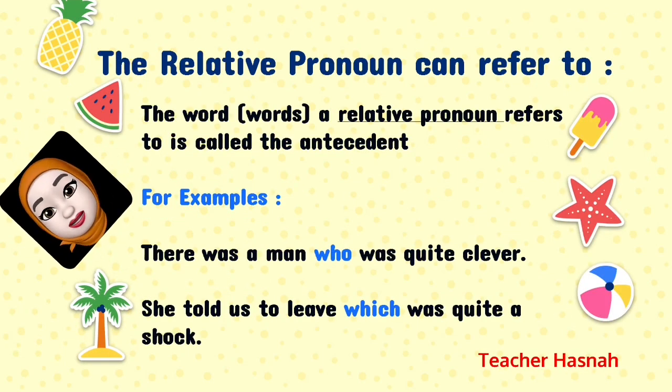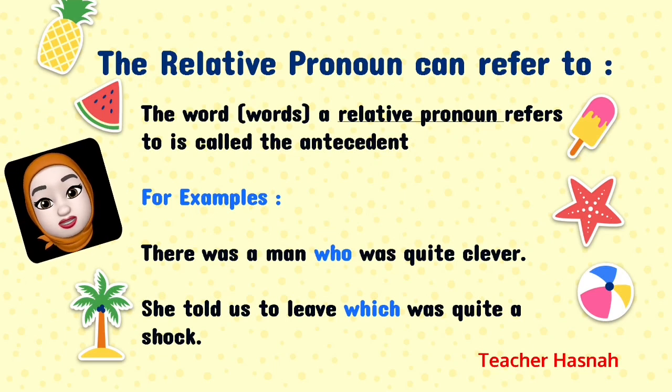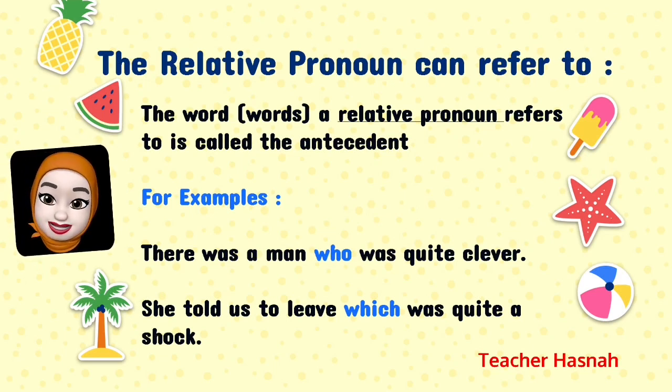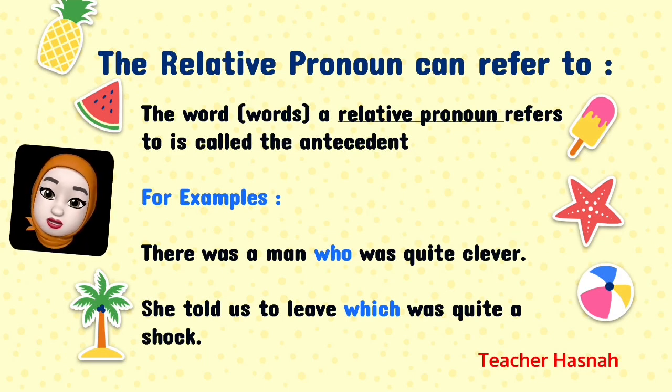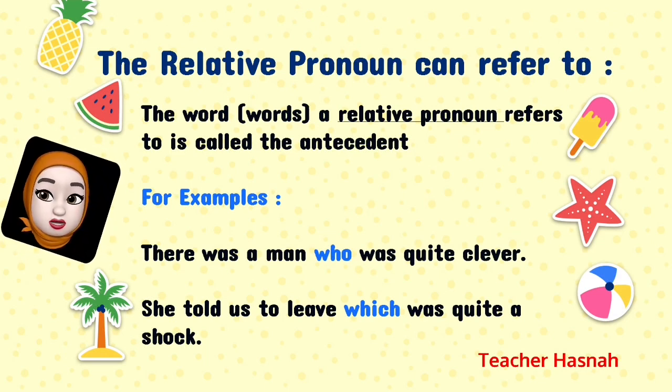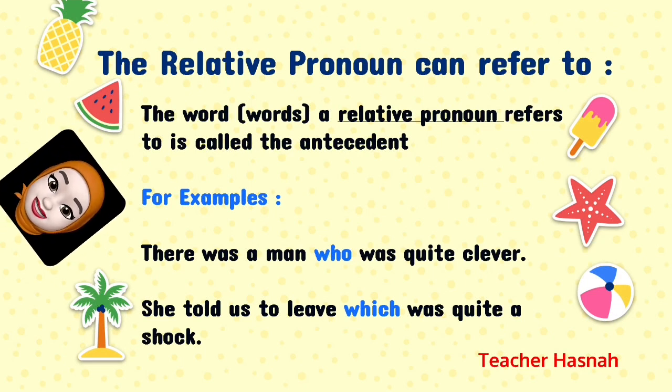The word or words a relative pronoun refers to is called the antecedent. For example, there was a man who was quite clever. A man here is the antecedent. She told us to leave, which was quite a shock. To leave here is the antecedent.